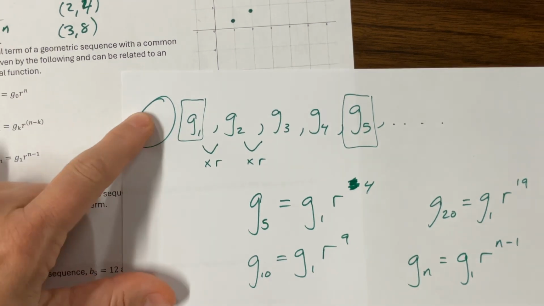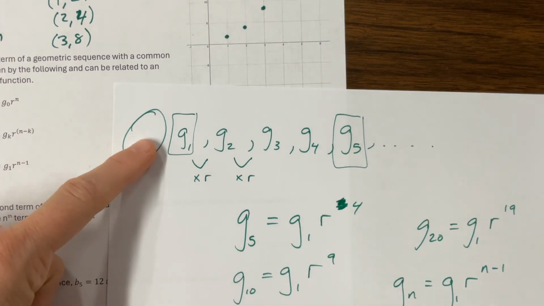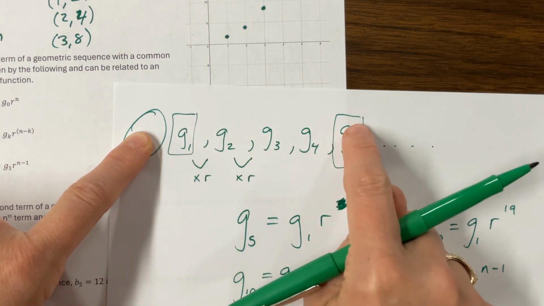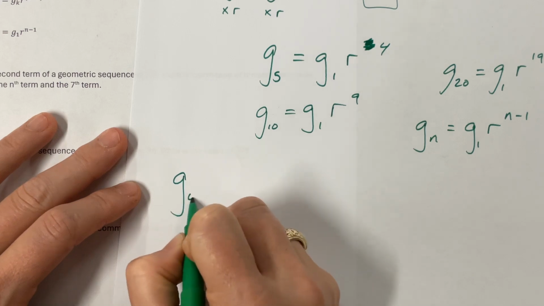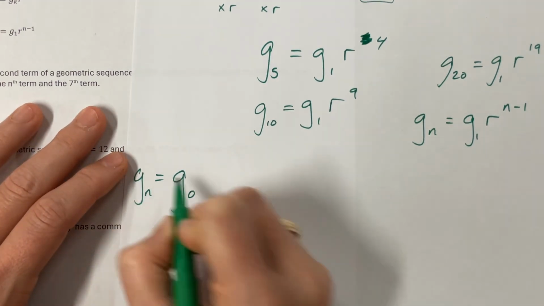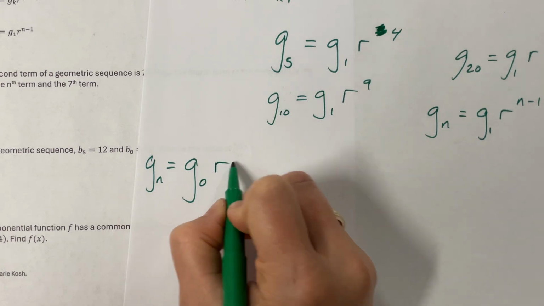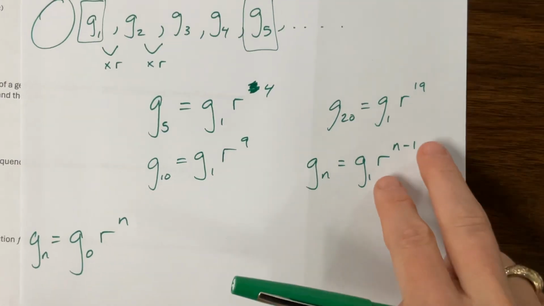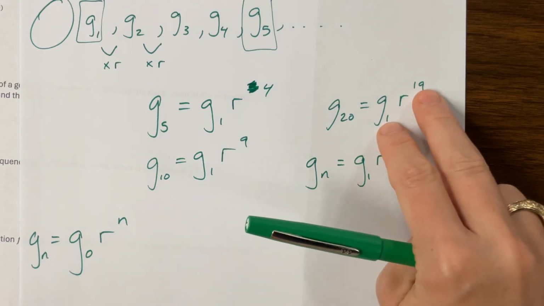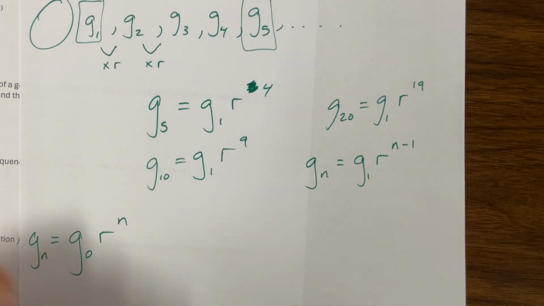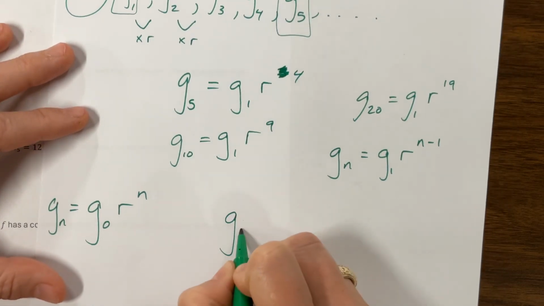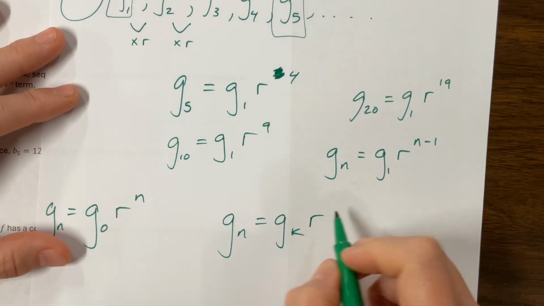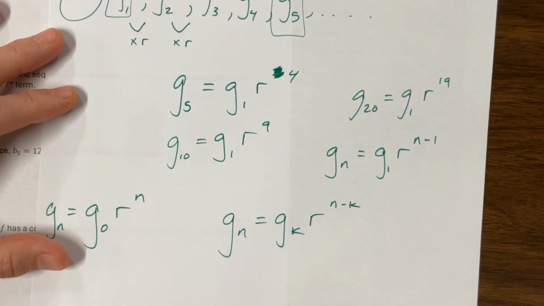If I know the 0 term, which we don't include on the list of terms, then if I want the fifth term, I'd have to multiply it 1, 2, 3, 4, 5 times. So this is the way they write it. They say G sub n is equal to G sub 0 times R to the n. Notice those numbers are adding to this. Likewise, if we start at some random term, G sub n is equal to G sub k times R raised to the n minus k.